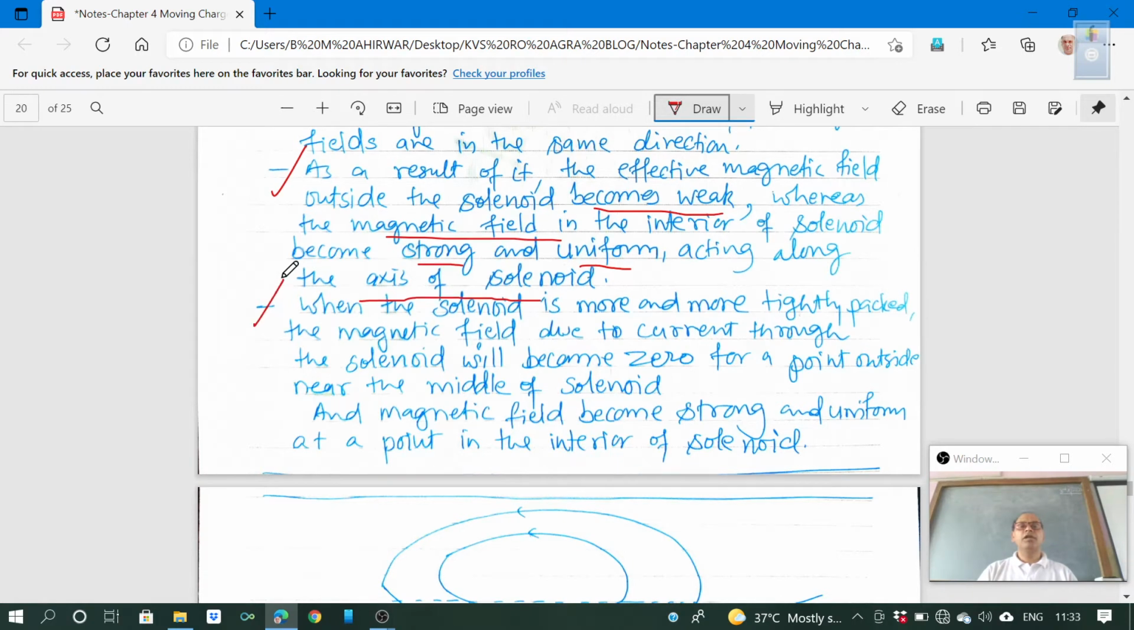When the solenoid is more and more tightly packed, it means the number of turns N is increased, so the magnetic field due to current through it will also increase. When the solenoid is more and more tightly packed, the magnetic field due to current through the solenoid will become zero for a point outside, but in the interior of the solenoid it is stronger. Okay, because the magnetic field is directly proportional to the number of turns as well as the current flowing through it.